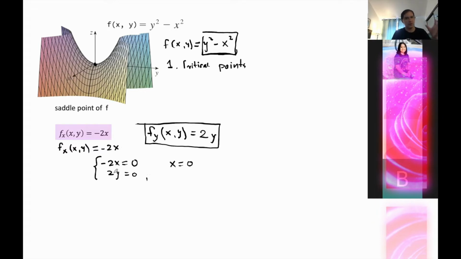Let's solve the second equation. For what value of y is 2y equal to 0? y equals 0. Excellent. And that will give me one critical point, only one critical point, namely x equals 0 and y equals 0. The domain of this function is the collection of all the reals, the two-dimensional space. Everything is in the domain, and there's only one point in the domain which is a critical point, namely this point (0, 0).